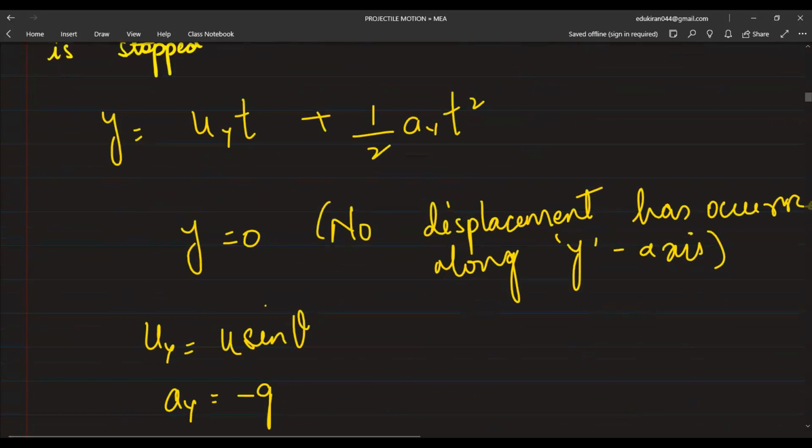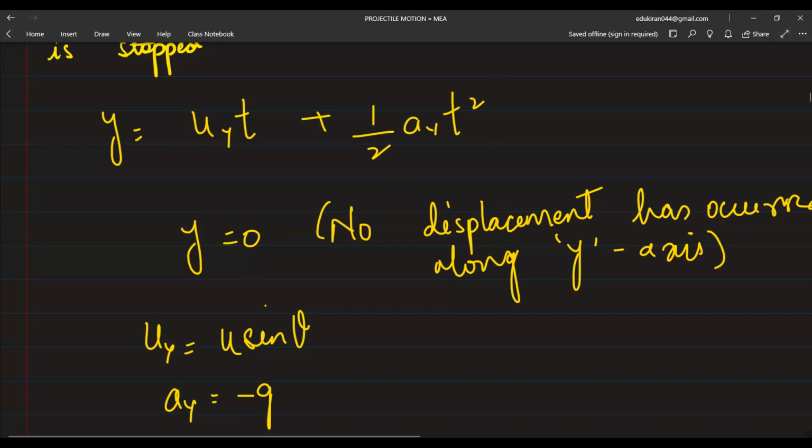So again, we'll start with y is equal to ut plus half at square. If we are talking about the y-axis, we'll write uy, ay. Now see, there is actually no displacement along y-axis. If you look here, the body has reached the original position back. So this is again at the basic axis. So y is equal to 0, because along x-axis, definitely there has been certain displacement, but along y-axis, we have no displacement. Okay, so uy is equal to u sine theta, ay is equal to minus g.